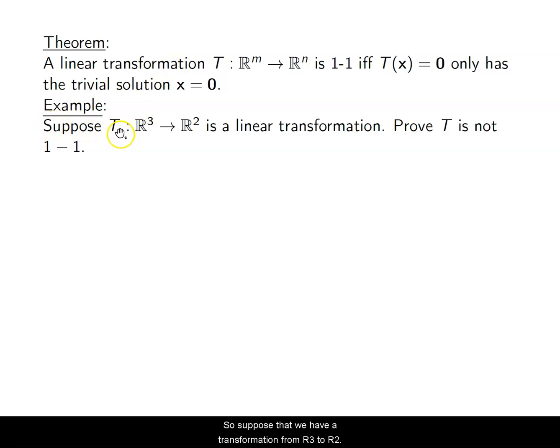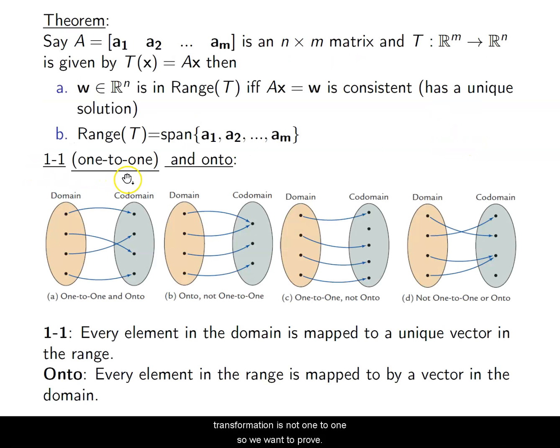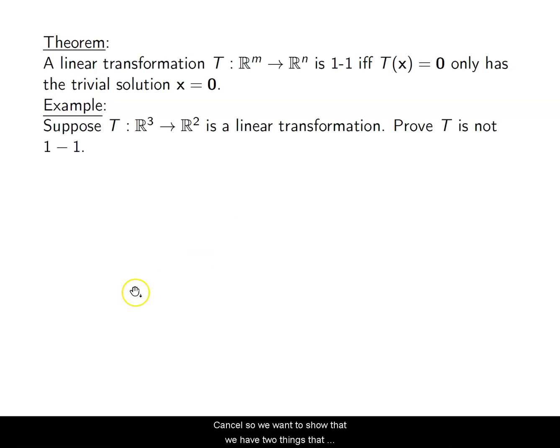So suppose that we have a transformation from R3 to R2 that is a linear transformation. We want to prove that this transformation is not one-to-one. So we want to prove that basically we have two elements from the domain that can get mapped to the same element in the codomain or in the range. Okay, so we want to show that we have two things that we can plug in that will get me the same thing out. Of course, that's not how we're going to prove this, but that's what we want to prove.